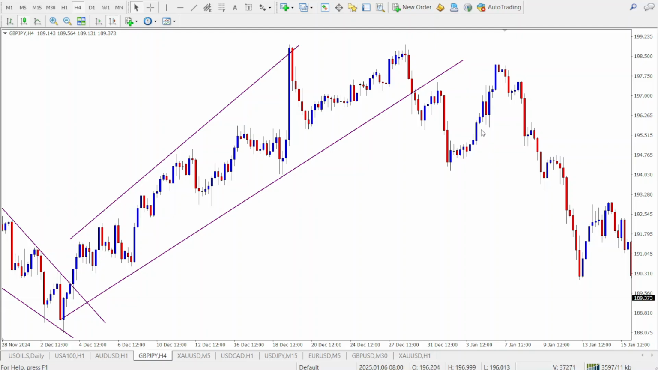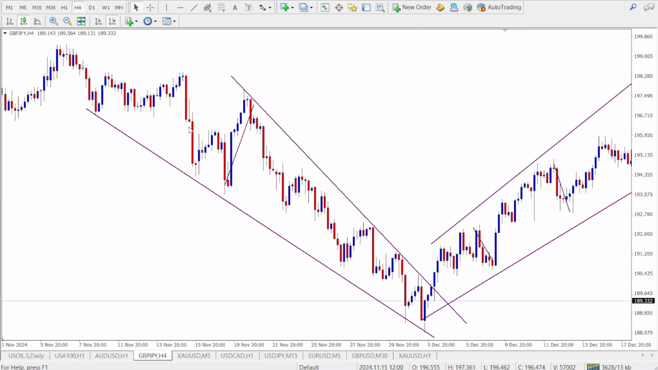In an uptrend, price moves higher, pulls back slightly. You can see this is just a pullback. So in an uptrend, price moves higher, pulls back slightly, and then continues upward. In a downtrend, price moves lower, retraces upward, and then continues downward.